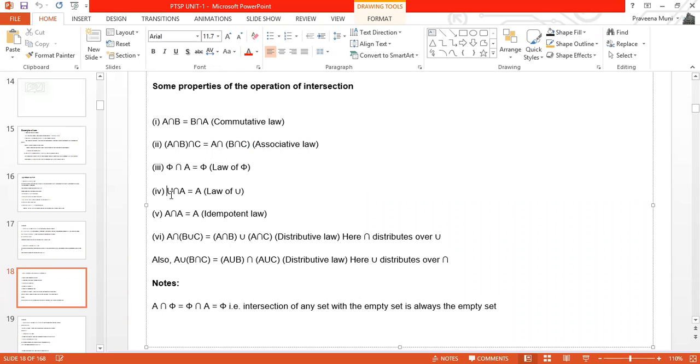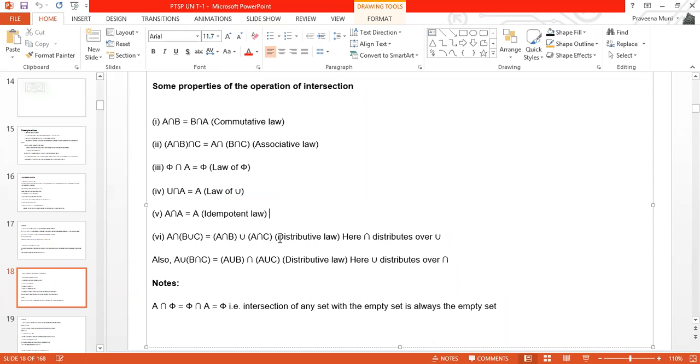And U, the universal set, intersection A will be equal to A only. So it will have common elements. U will have A in it, so that is why U intersection A is equal to A only. Now, what is A intersection A? It will be equal to A only.